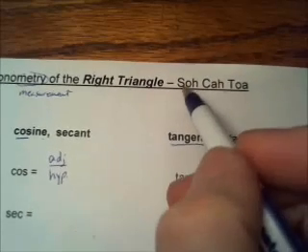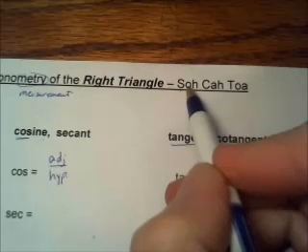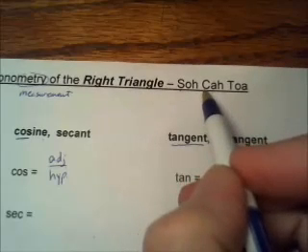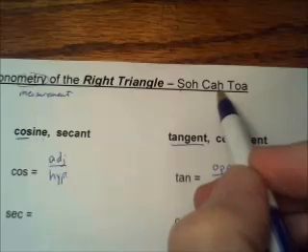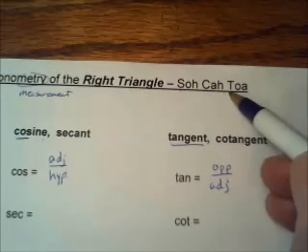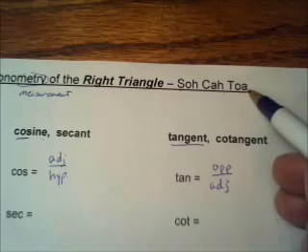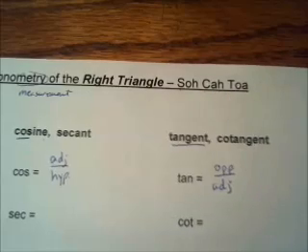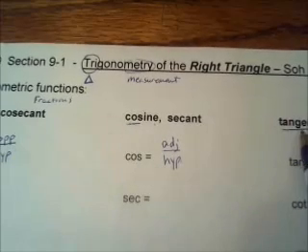SohCohToa stands for, S stands for sine, and the sine of an angle is the opposite side divided by the hypotenuse. The cosine of an angle, C is cosine, means the adjacent side divided by the hypotenuse. And the tangent of an angle, that's what the T stands for, is the opposite side divided by the adjacent side. SohCohToa, these are just fractions. So the three main functions, and you should have worked with them before, are sine, cosine, and tangent.